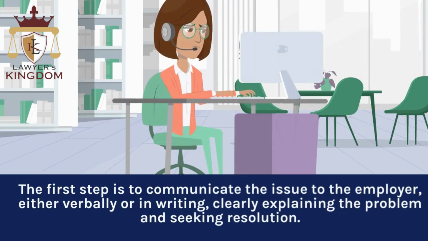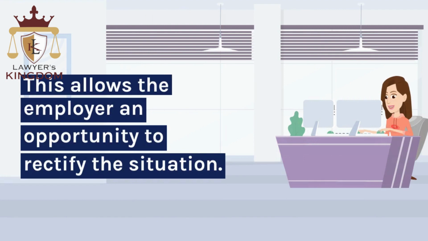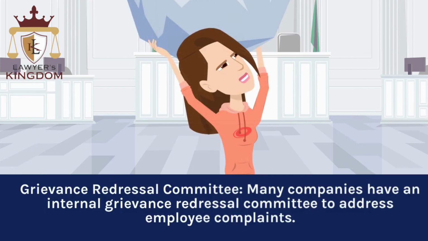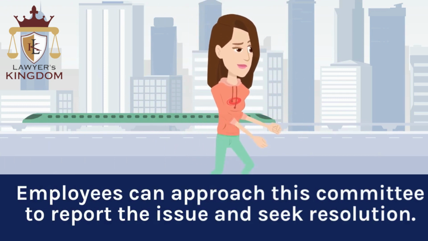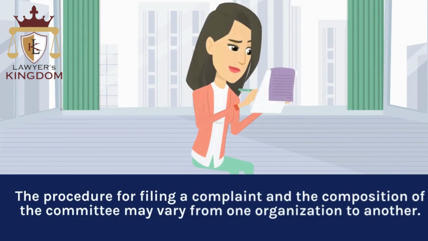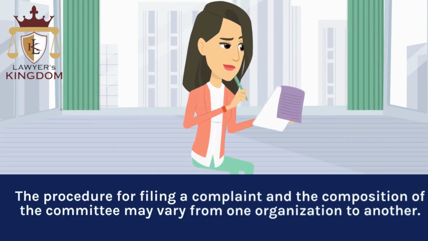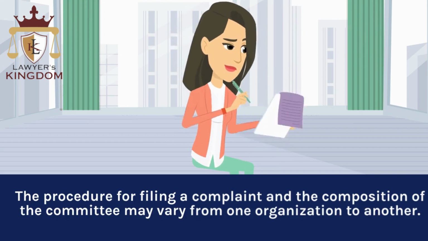The first step is to communicate the issue to the employer, either verbally or in writing, clearly explaining the problem and seeking resolution. This allows the employer an opportunity to rectify the situation. Grievance Redressal Committee. Many companies have an internal grievance redressal committee to address employee complaints. Employees can approach this committee to report the issue and seek resolution. The procedure for filing a complaint and the composition of the committee may vary from one organization to another.